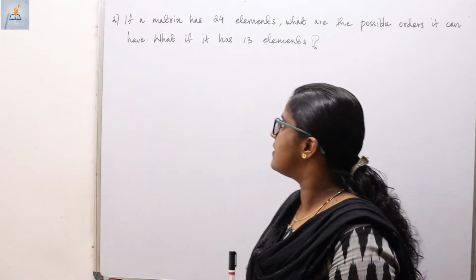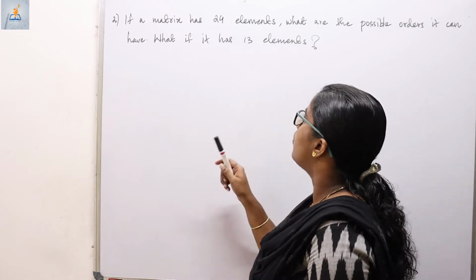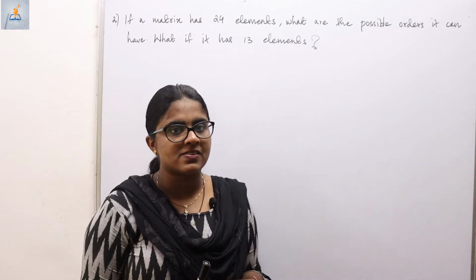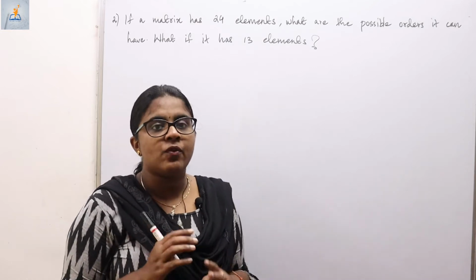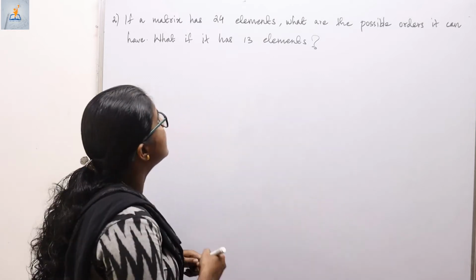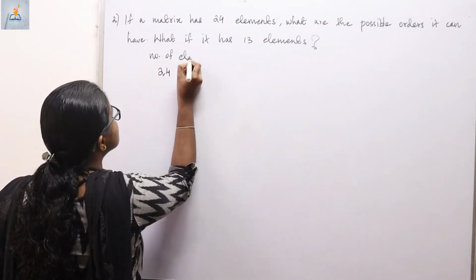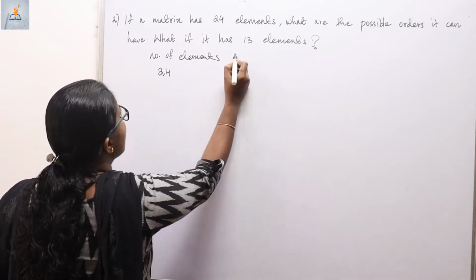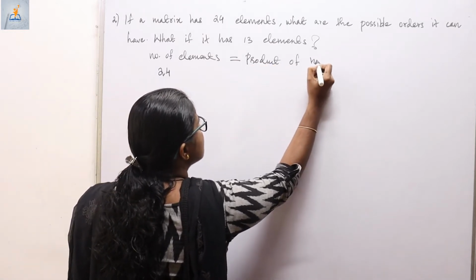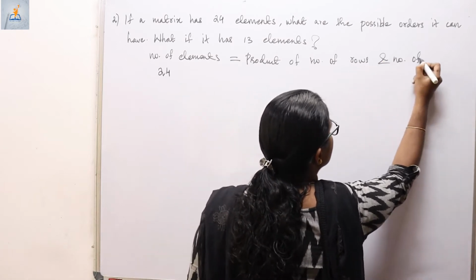So the second question is, if a matrix has 24 elements, what are the possible orders it can have? What if it has 13 elements? We are given that a particular matrix is going to have 24 elements, and what are the possible orders such a matrix is going to have? So it is given that the number of elements is 24, and we know that the number of elements is the product of the number of rows and number of columns.